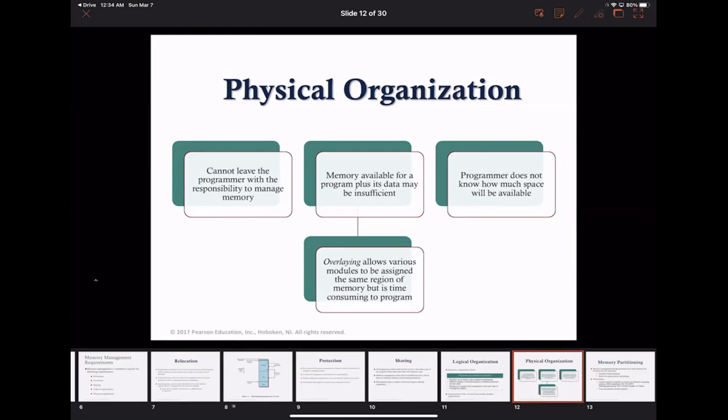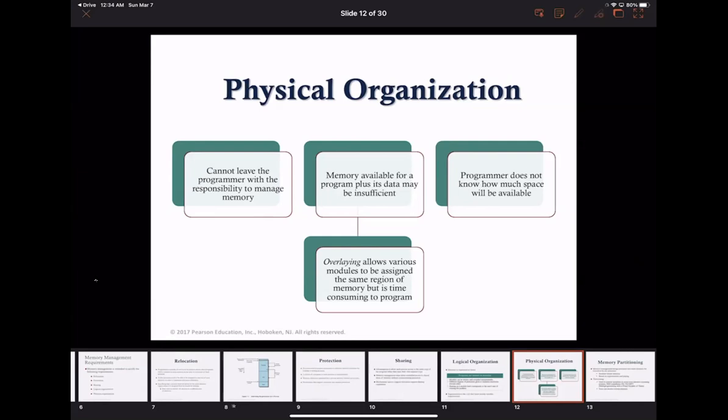In that case, the programmer must engage in a practice known as overlaying, in which the program and data are organized in such a way that various modules can be assigned the same region of memory, with the main program responsible for switching the modules in and out as needed. Even with the aid of computer tools, overlay programming wastes the programmer's time.